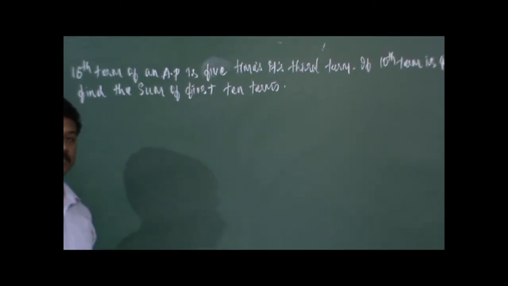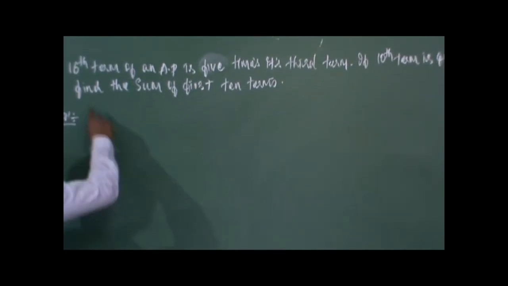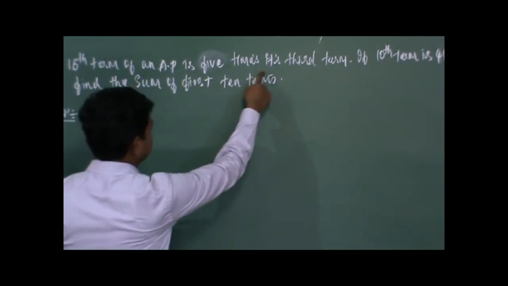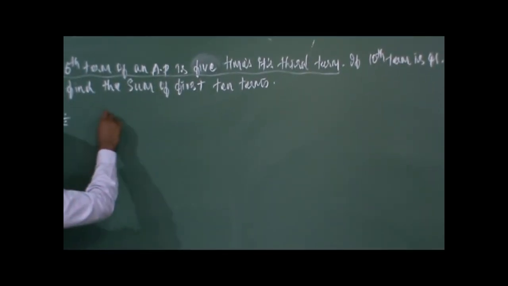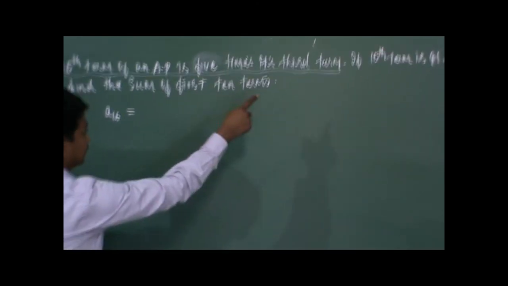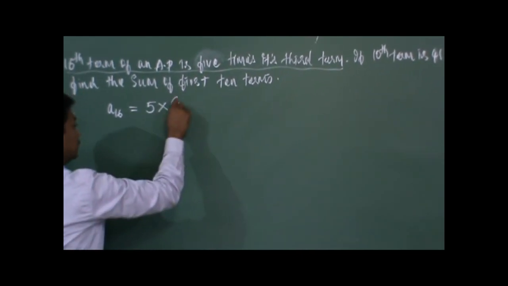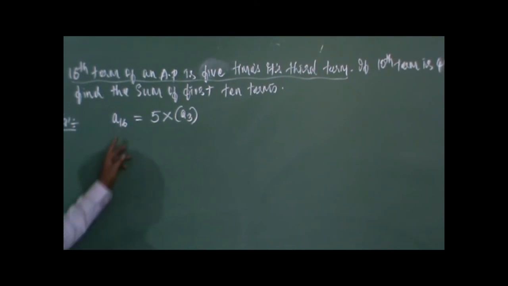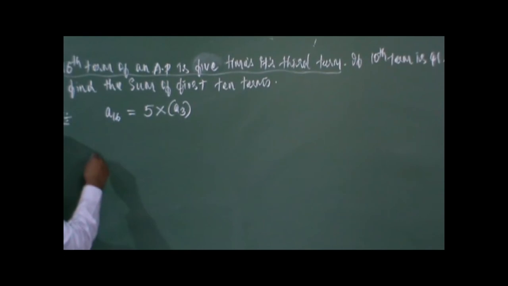Okay, we'll go with the next 3 marks question. It's one of the problems which has occurred in the final exams of CBSE. The 16th term of an AP is 5 times its third term. So this is the condition given. The 16th term of an AP, so we'll write the 16th term A16 is 5 times its third term. So 5 times is multiplication. Its third term, that is A3. So the 16th term is 5 times its third term. This is the condition. So we'll go with this.